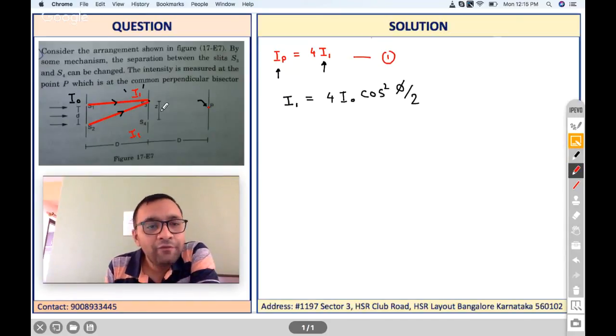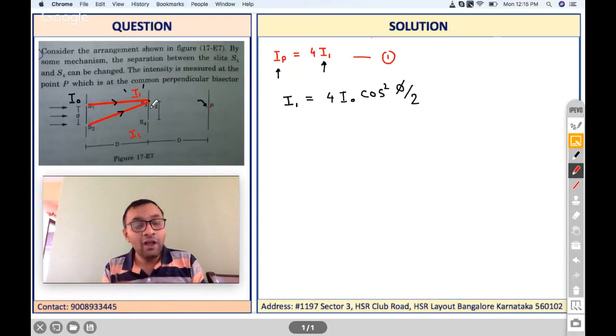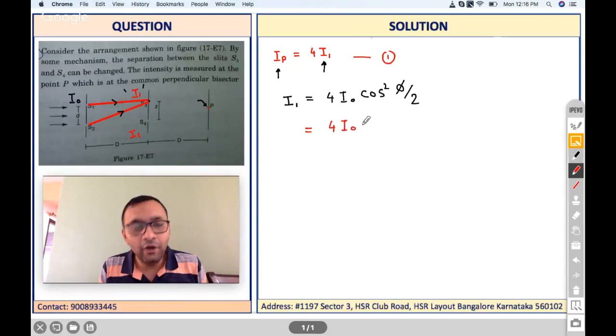Now if I change the value of Z, I can change the value of phi, the phase difference. So for a particular value of Z, there might be constructive interference going on at I1. So intensity I1 will become equal to 4 I naught. Wherever there is a constructive interference going on, the value of cos square phi by 2 will become equal to 1. So I1 will become equal to 4 I naught.